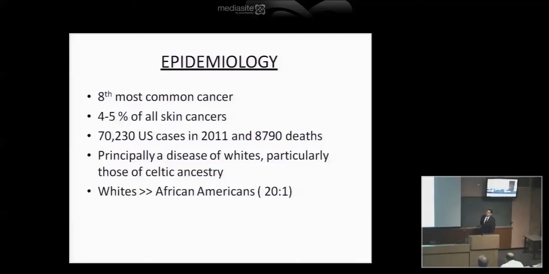Going to the epidemiology of melanoma, it is the 8th most common cancer in the United States. It forms about 4 to 5% of all skin cancers. The 2011 data showed that there were about 70,000 cases in the United States and almost 9,000 deaths just from melanoma itself. There is a racial distribution in incidence of melanoma, it is principally a disease of whites and light-skinned people, and particularly those of Celtic ancestry. And it's 20 times more common in Caucasians as compared to African Americans.